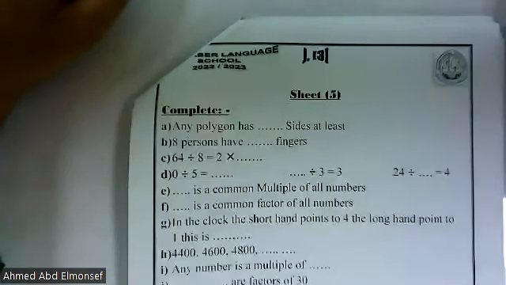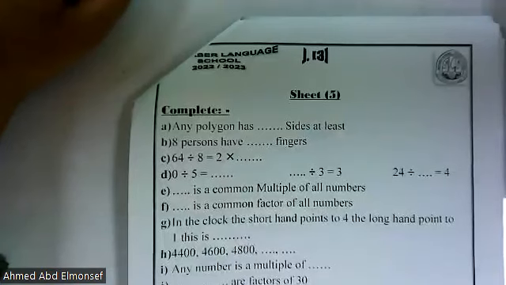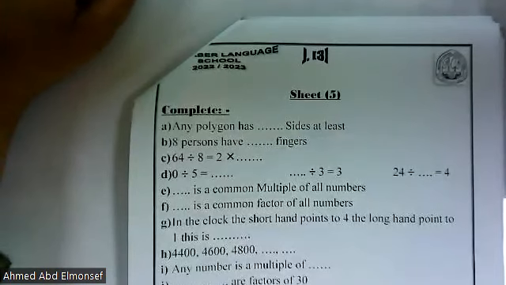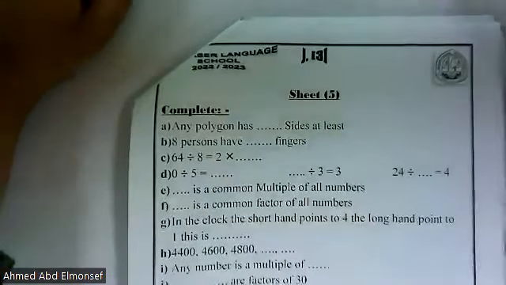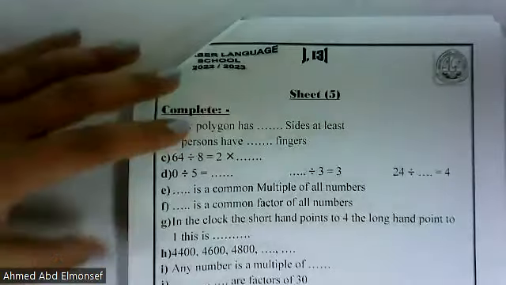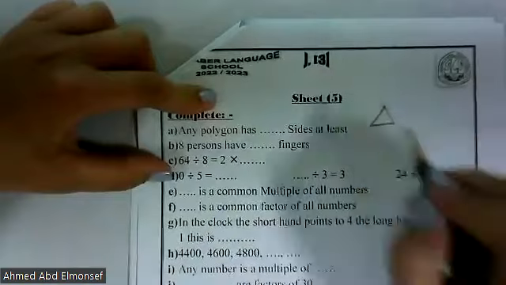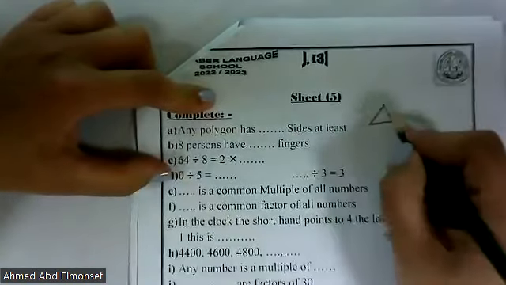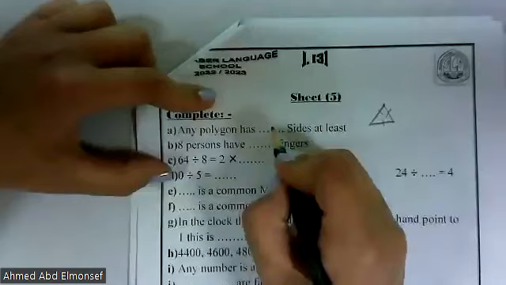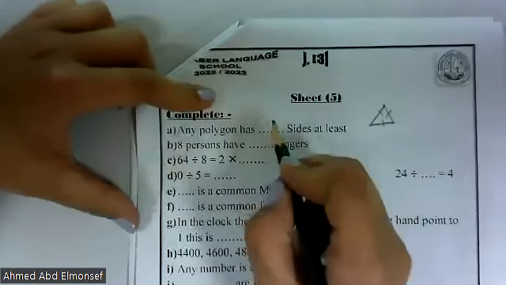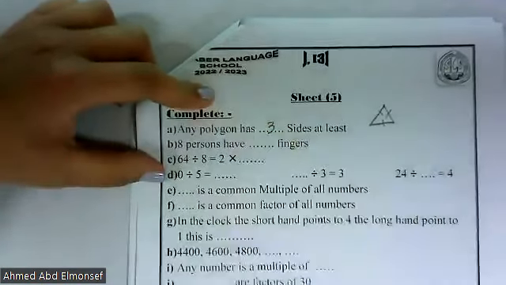Any polygon has how many sides at least? What does the word least mean? Least, the word least. Can you write? It means the smallest number of sides that any polygon can have, which is the triangle. Right? We didn't take anything smaller than the triangle. It has 1, 2, 3. So the least number of sides that any polygon can have is 3 sides.